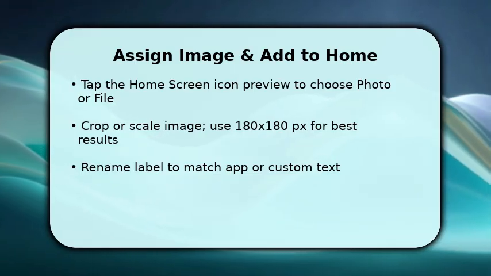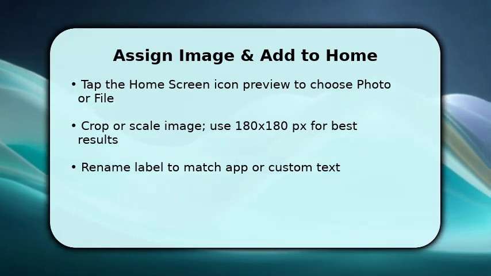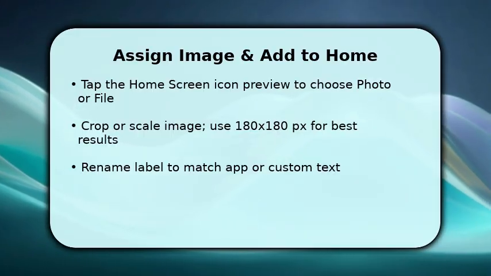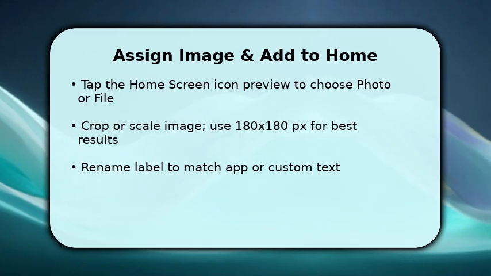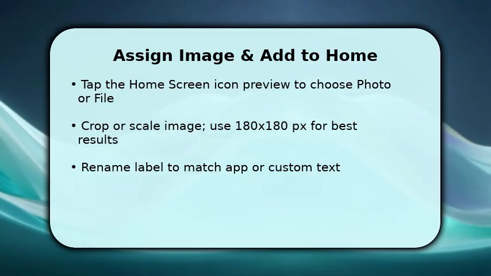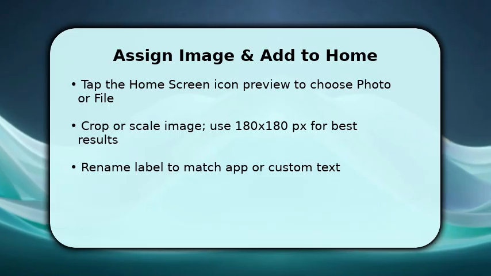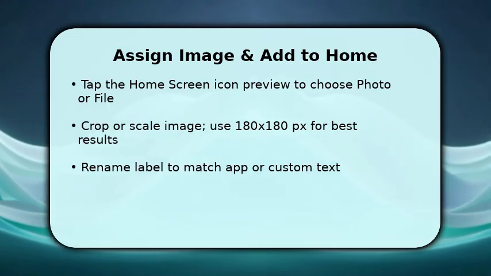Rename the shortcut label to what you want displayed under the icon. Once everything looks right, tap Add, and the shortcut will appear on your home screen as the new icon. Make sure to move the original app into the app library if you prefer a single icon on the page.